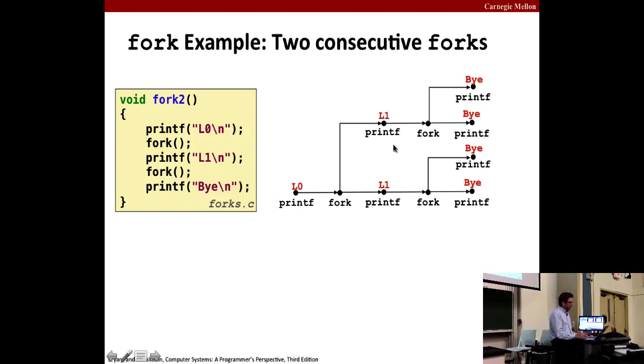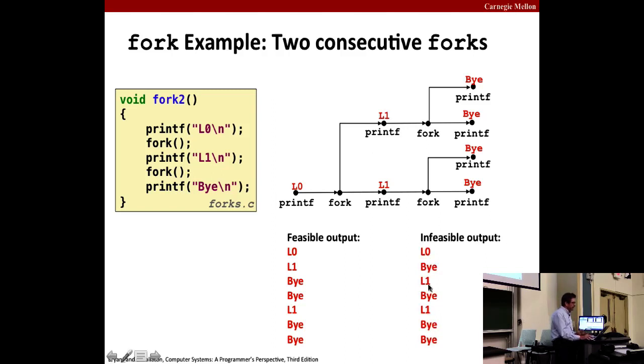So we can see feasible and infeasible orderings. This one's feasible, take my word for it. This one is infeasible, and let's see why. So at L0, there's no way to print bye before the first fork, right? So that's infeasible. If we drew out this process graph, we'd have a backward edge.